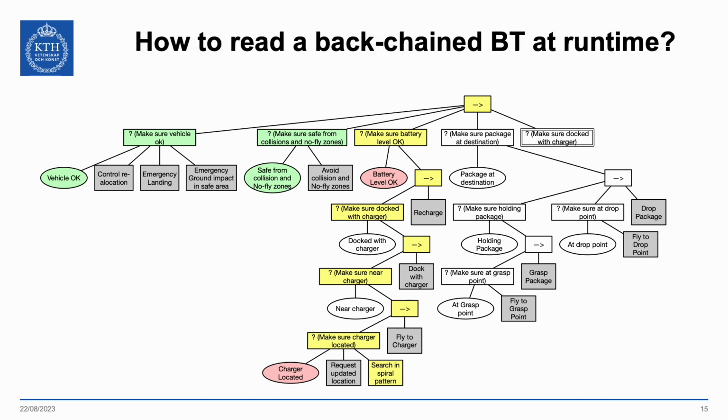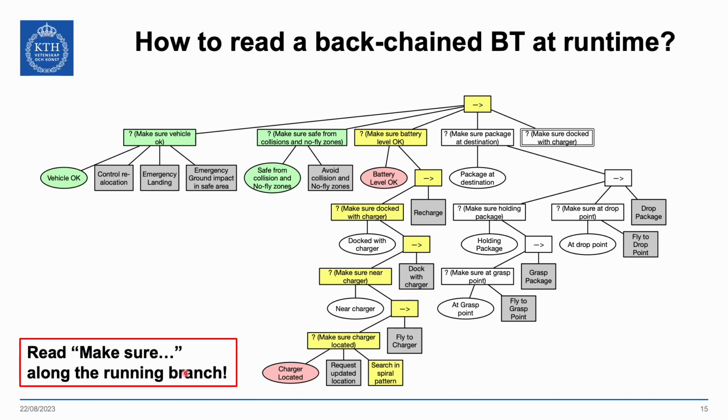So just some comments on how to read a backchain behavior tree at runtime, so we can actually get a lot of information on what's going on if we use this backchain structure to design the BT. So the trick is just to read all the make sure labels, like these guys, along the running branch. By the running branch, I mean you pick the running action and then you follow all the parent relations up to the root. That's what we call the running branch. And then you read the make sure labels here.